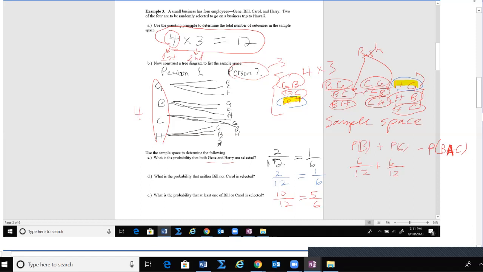I counted them twice. I counted them once for the Bill, and I counted both of them again when I was counting the Carol instances. So the point is, I'm counting them twice. I have to subtract off 1 of each of those. So that amounts to 2 of them, 2 out of 12. Now I end up with 10 out of 12, and that's going to be my probability. 10 out of 12.